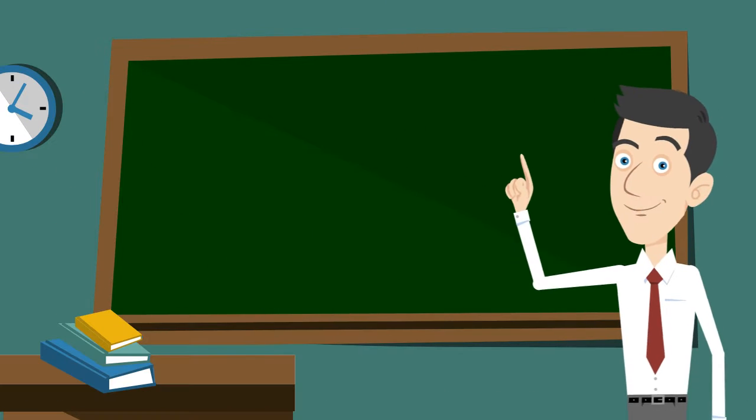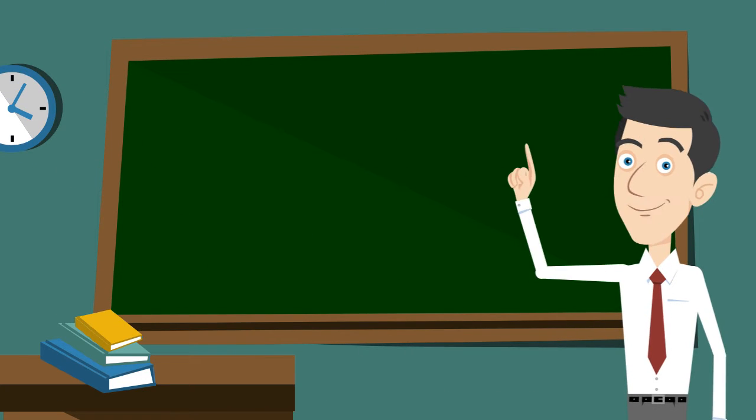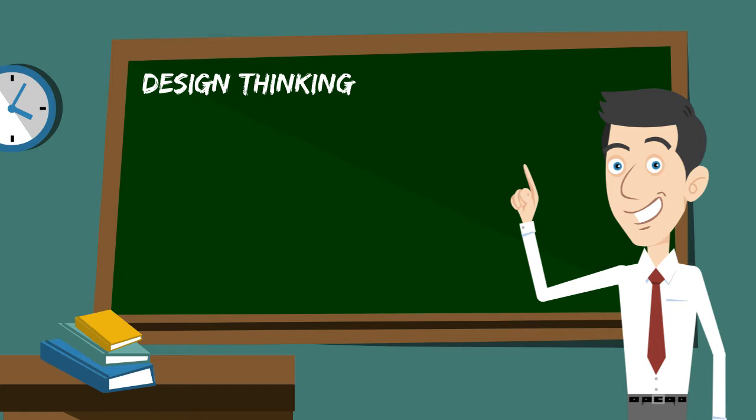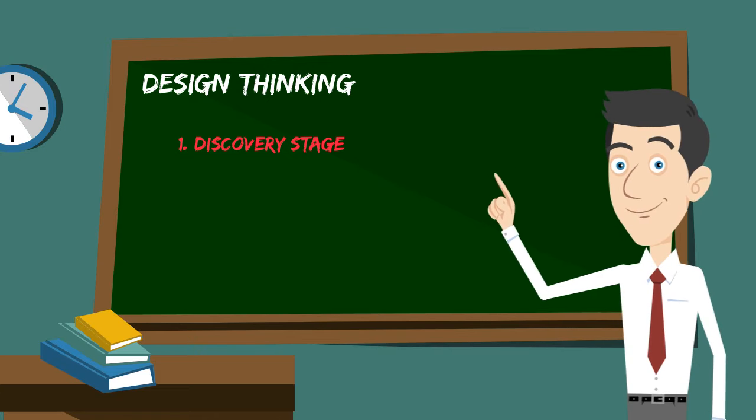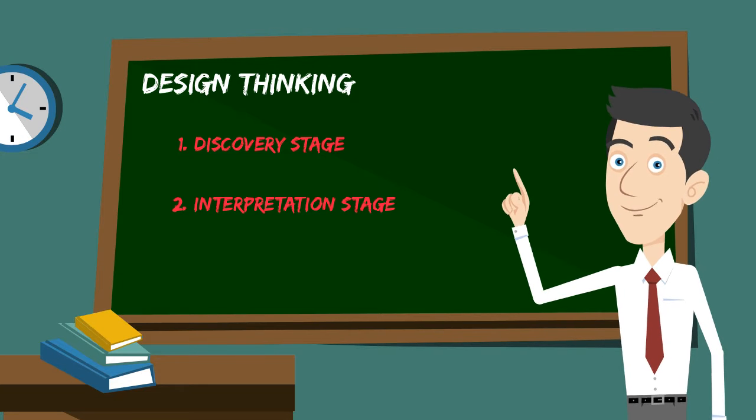In order to develop engaging food education lessons, the first three stages of the design thinking process were followed, which are the discovery stage, the interpretation stage, and lastly, the ideation stage, where ideas begin to form.